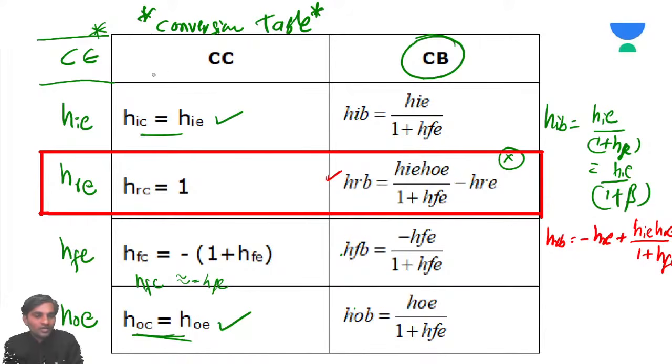CE, CC are almost the same. The only thing is CB. For every CB, divide it by 1 plus HFE. So HIB is equal to HIE by 1 plus HFE. HFB is equal to minus HFE by 1 plus HFE. HOB is equal to HOE by 1 plus HFE. What is the difference? Nothing much. You need not worry much, sir. Okay, so this is what we'll get.